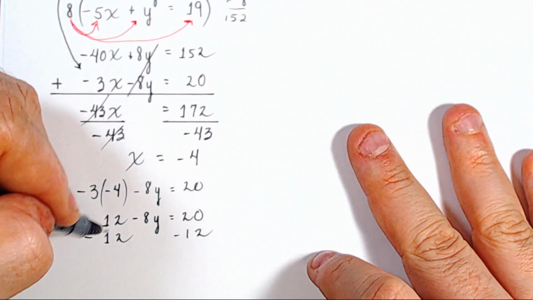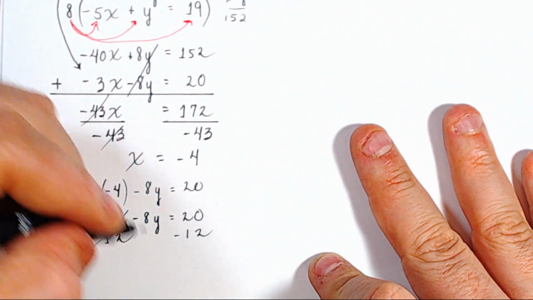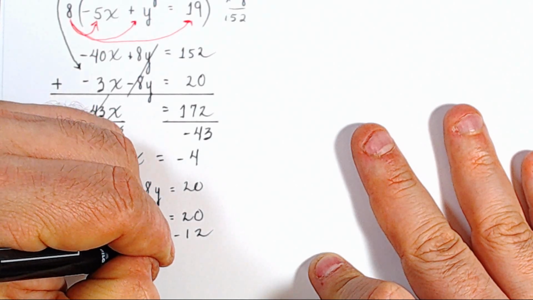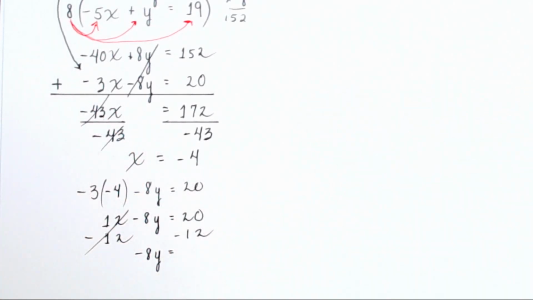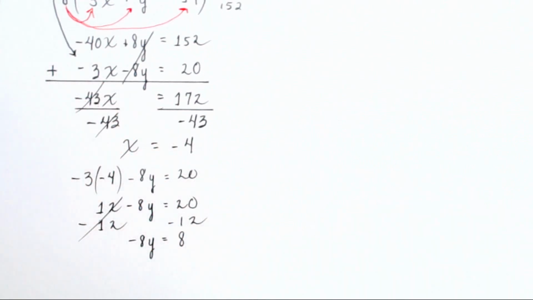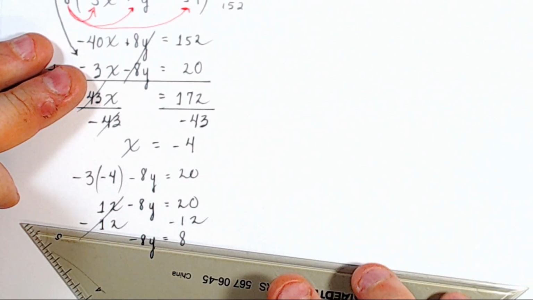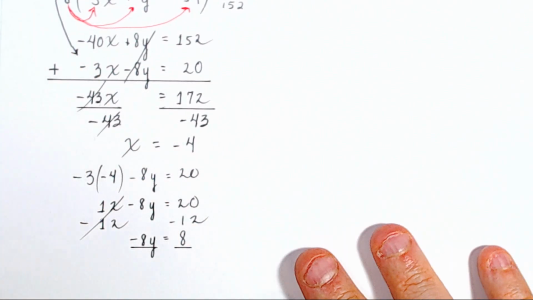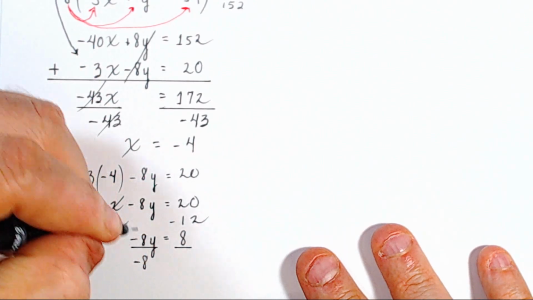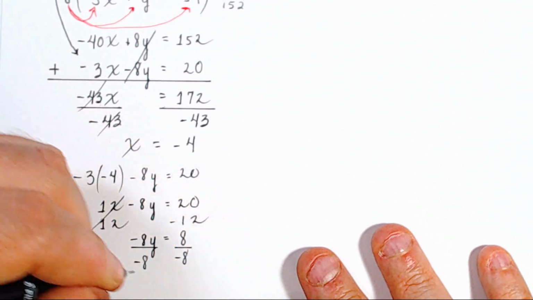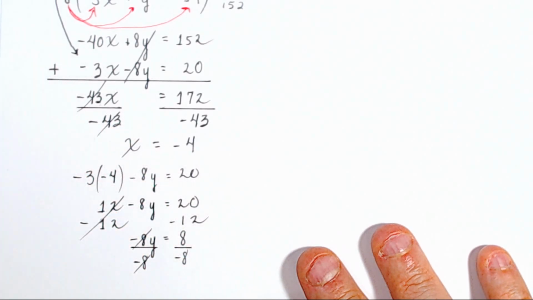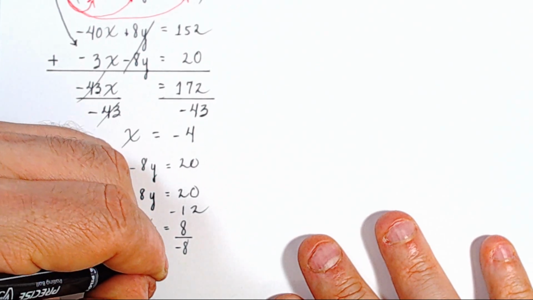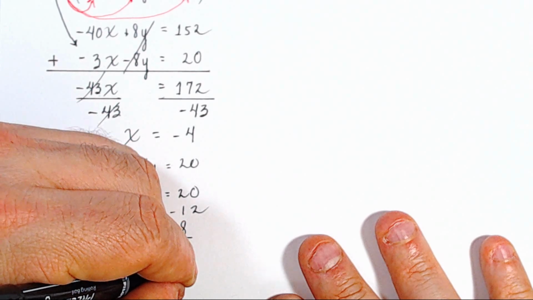Okay, 12 minus 12 cancels. So I have negative 8y equals 20 minus 12. What's that? 8. So what's y? Divide both sides by negative 8. The negative 8's cancel. And y equals 8 divided by negative 8, which is negative 1.